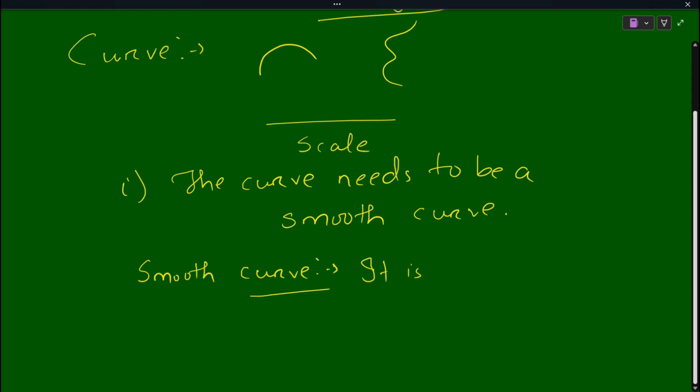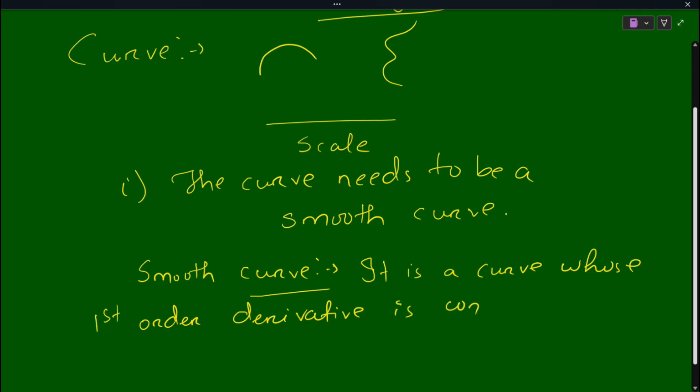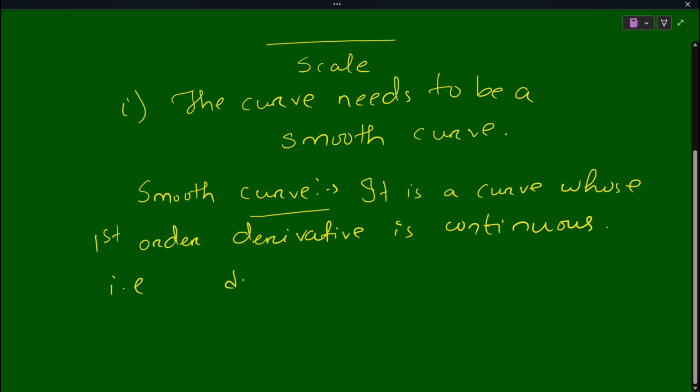Smooth curve. It is a curve whose first order derivative is continuous. That means dy by dx is continuous. If you want a separate video on how to find the continuity of a function, then I will share it later.